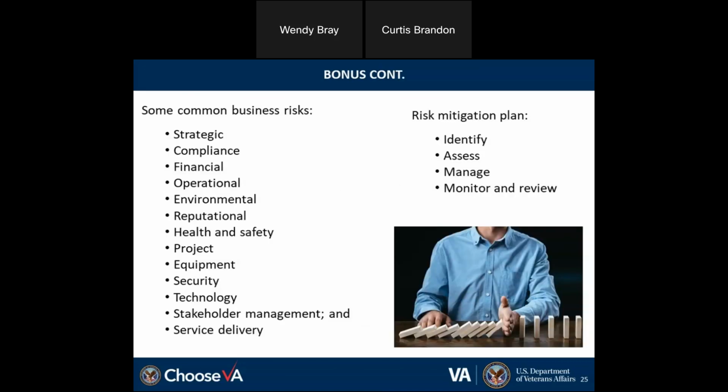So this is also some bonus content. These are some common business risks. Talking about internal and external, these are examples of those. In your risk mitigation plan, as I mentioned, you would document how to identify, assess, manage, monitor, and review risk. Some common business risks are financial, which I spoke about before, operational, health and safety, as well as service delivery and security.